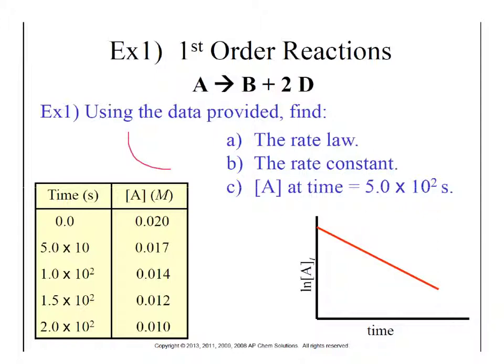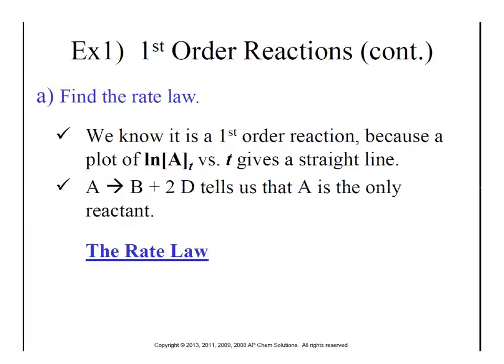So let's do 3 things. Let's find the rate law, let's find the rate constant, and let's find what the concentration of A is after about 50 seconds, 500 seconds. All right, first off, the rate law. Now we're not going to need to do anything fancy with this. We look at the graph. We see that the graph shows us that it's a straight line. Since it's a straight line with a natural log versus time, it must be a first order reaction. And if it's a first order reaction, that means the rate is equal to the rate constant times the concentration of A to the first.